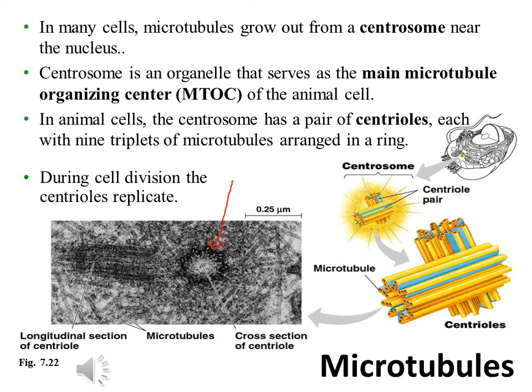Coming to microtubules in detail, the microtubules grow from the centrosome near the nucleus. The centrosome is an organelle which serves as the microtubule organizing center. In animal cells, the centrosome has a pair of centrioles, each with 9 triplets of microtubules arranged in a ring. This microtubular structure is made up of the protein tubulin, as I said earlier. During cell division, the centrioles replicate and move to the opposite poles.